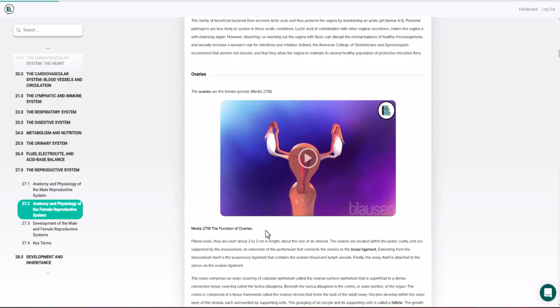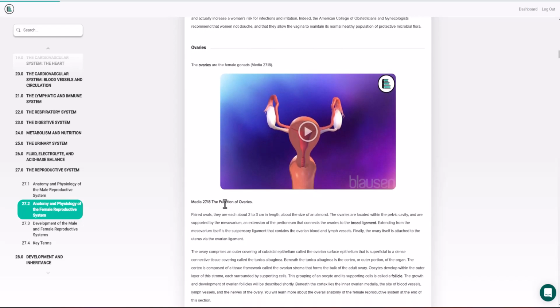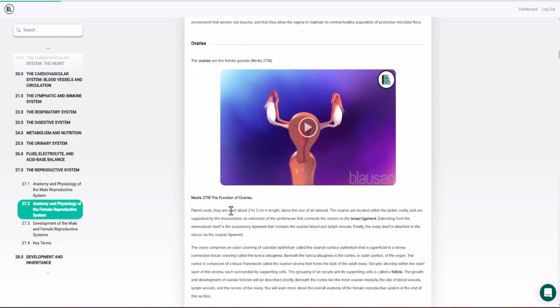So the ovaries, again, these are the gonads. They are the primary sex organs of the female. There's 2 of them. They are what we'll call homologous. I'll show you a list of homologous structures. In fact, let me just take an aside here for a moment and mention that.